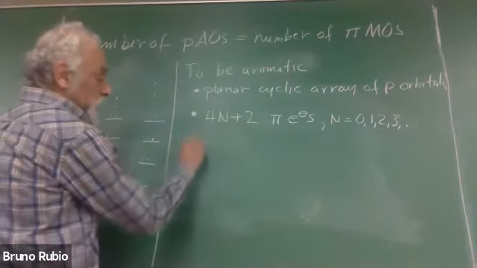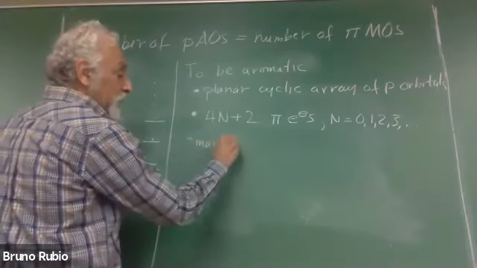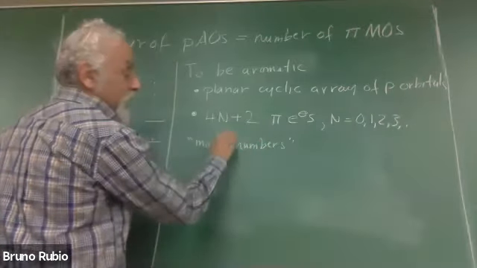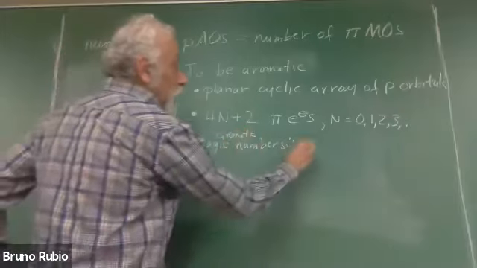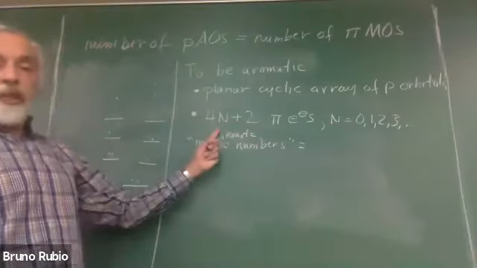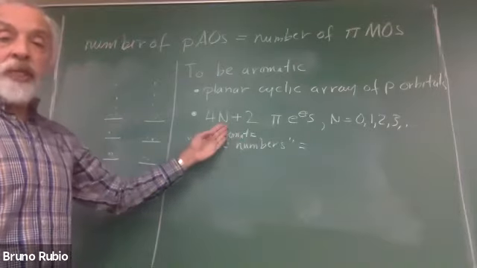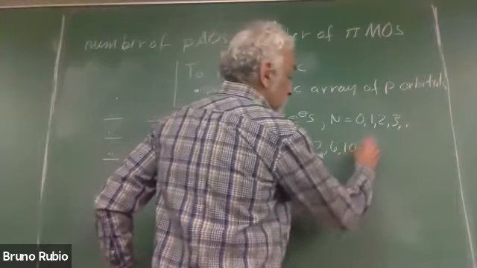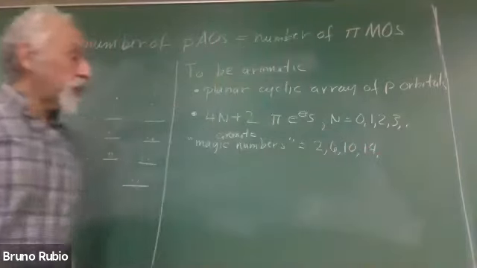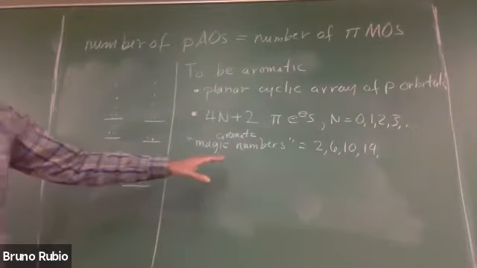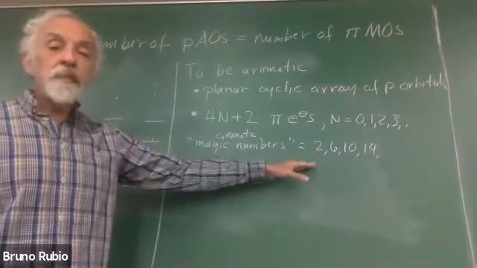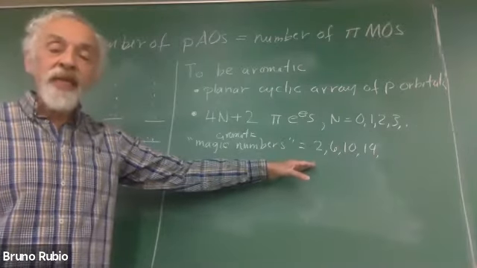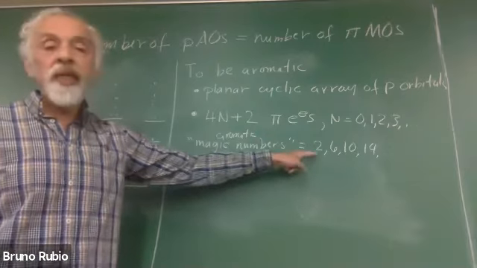So that's just terminology I developed. Magic numbers, the aromatic magic numbers. What are they? Plug a 0 into this equation, what do you get? 2. Plug a 1 into this equation, what do you get? 6. 2, 6, 10, 14, and so on and so forth. So notice, another way of remembering these numbers is that these are the odd multiples of 2. 1 is an odd number. 1 times 2 is 2. That's an aromatic magic number.